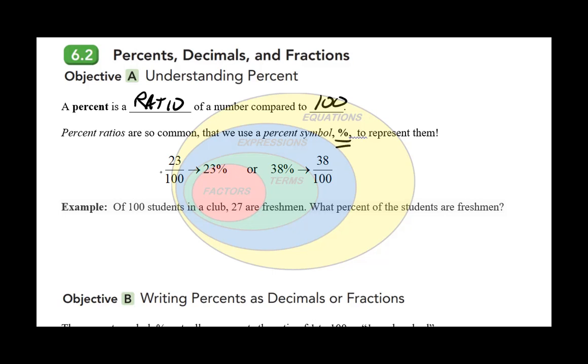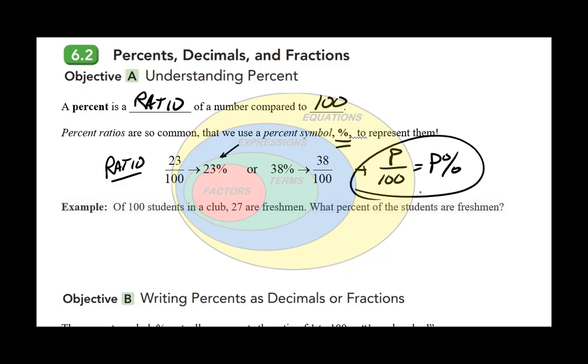So if we had a ratio of 23 to 100, if we were comparing those numbers, that'd be the same as representing it as 23%. We use this percent symbol. 38% then is basically telling us that it's 38 over 100. So basically, in general, if we have P over 100, that's the same as P percent. So that's just the definition of percent. It's just a ratio compared to 100.